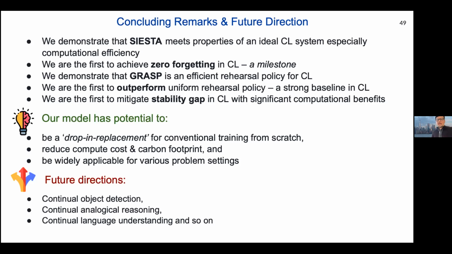In summary, our model has potential to replace conventional training from scratch that is very expensive, also reducing carbon footprint and computational cost of deep learning. It can be widely applicable for various problem settings, large scale and different kinds of situations. And for future direction, our method can be extended to other problems that we did not study, like continual object detection, analogical reasoning, or continual language understanding.